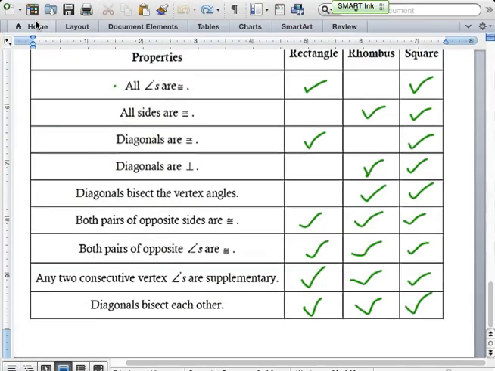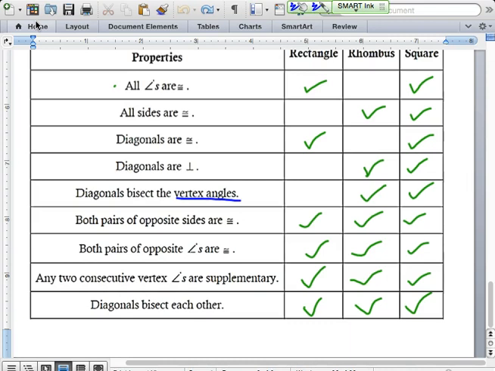All right, so here's where your check marks should be. All angles are congruent: that's true for rectangles and squares, but not rhombi. Sides are congruent for rhombi and squares. Diagonals are congruent for rectangles and squares. And then diagonals are perpendicular for rhombi and squares. The diagonals bisect vertex angles. Okay, so this one's one we might not talk about a lot.